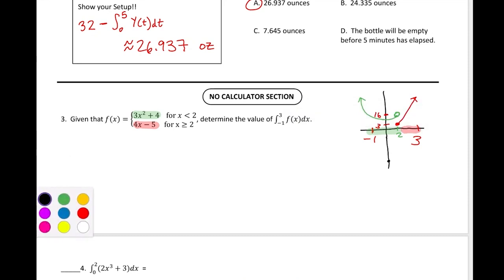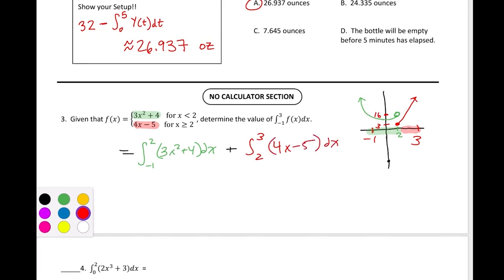All right, so this will equal the integral from -1 to 2 of 3x squared plus 4 dx, plus the integral from 2 to 3 of 4x minus 5 dx.